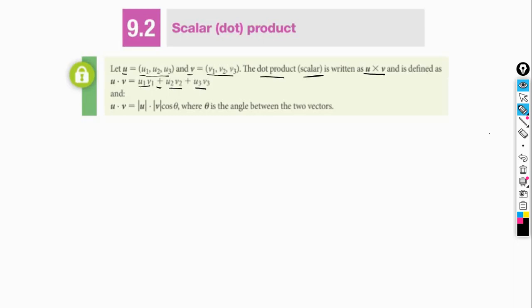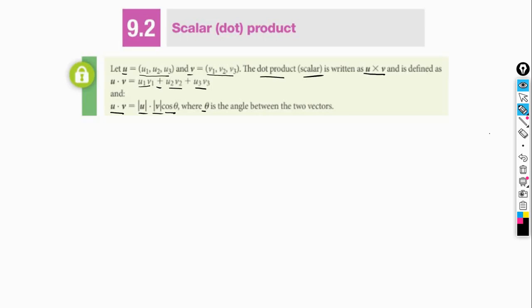In other words, we multiply the components and add them. And also we have that u · v, or the dot product of u and v, is equal to the magnitude of u times the magnitude of v times the cosine of theta, where theta is the angle between the two vectors. So where does this come from?